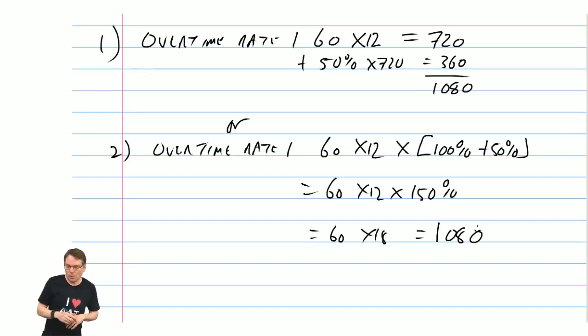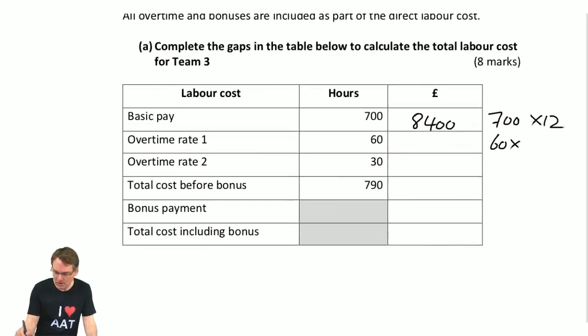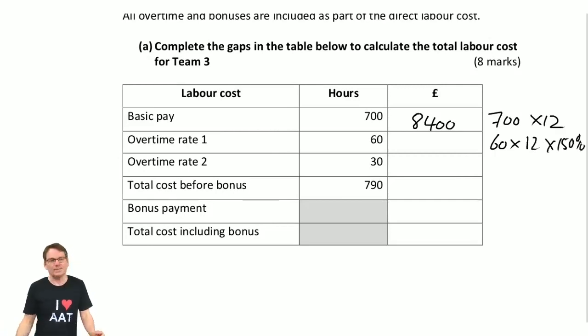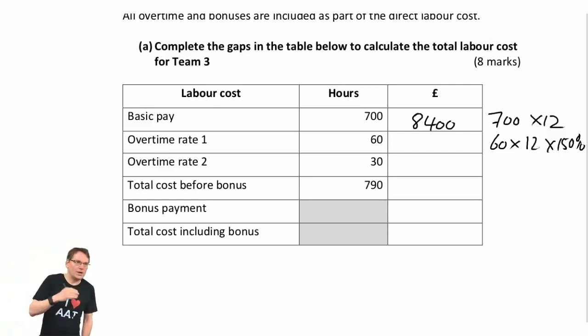So, overtime rate 1, however you calculate it, and I do it simply like that, because that to me is the easiest way of doing it. 12 times 150%. You've got to pay them the basic rate, then they get 50% on top, so that's 150%, means they're going to get 1,080. Okay? But if you want to do it a different way, you do it a different way, I don't mind. Whatever you want to do. As long as you do it correctly, I don't mind.